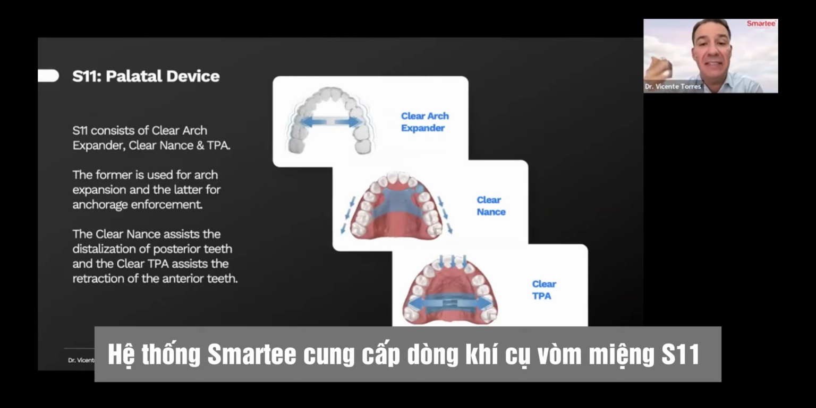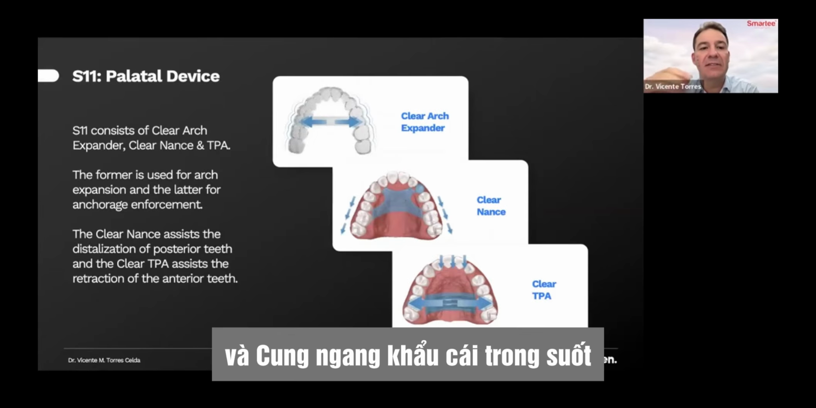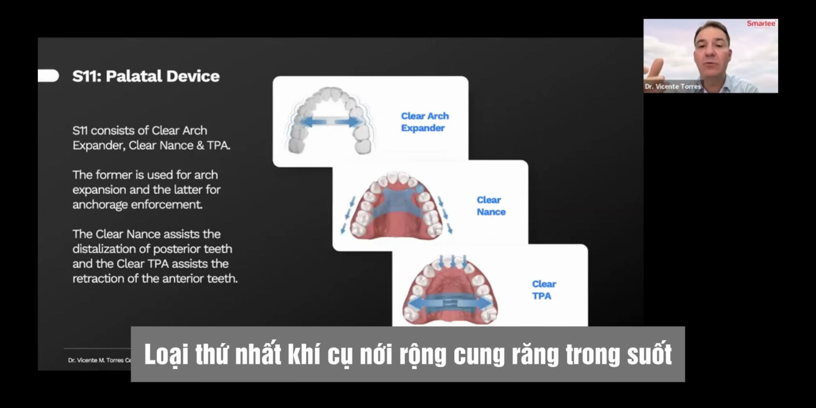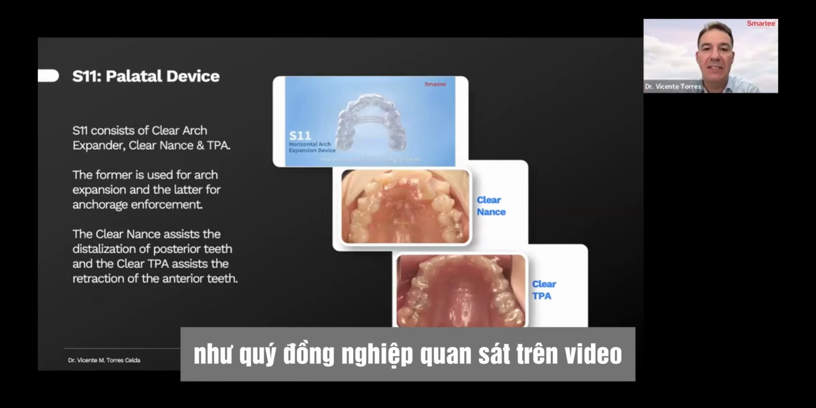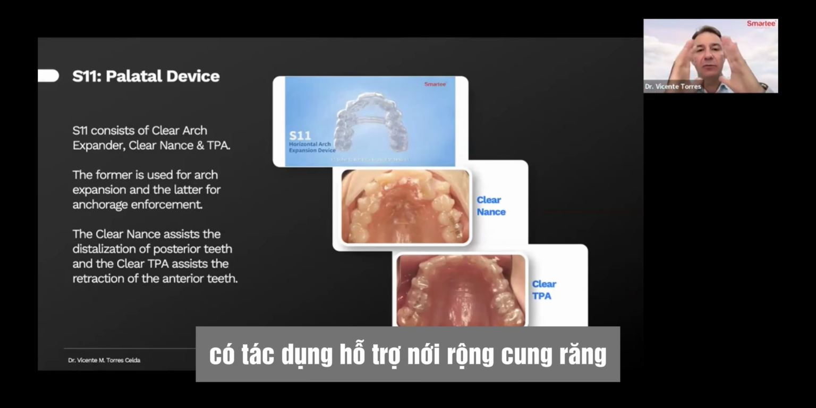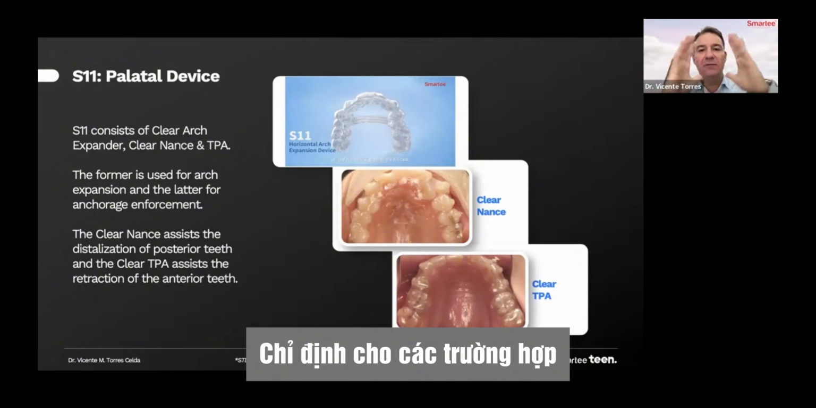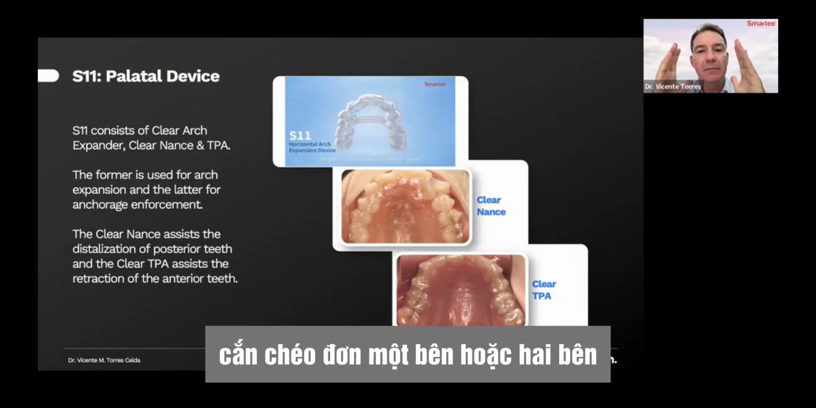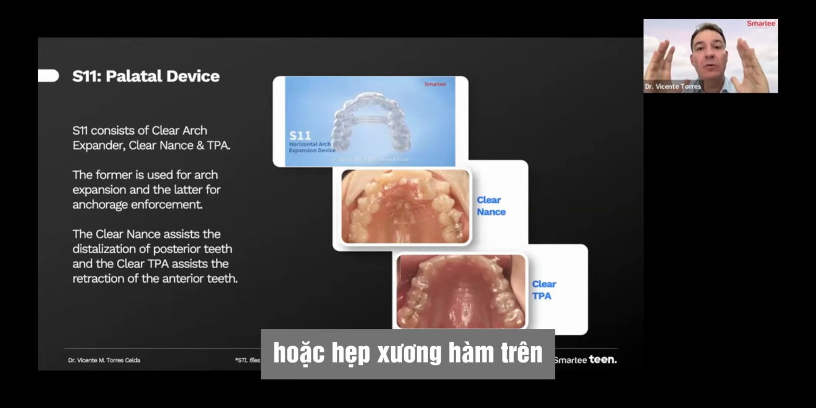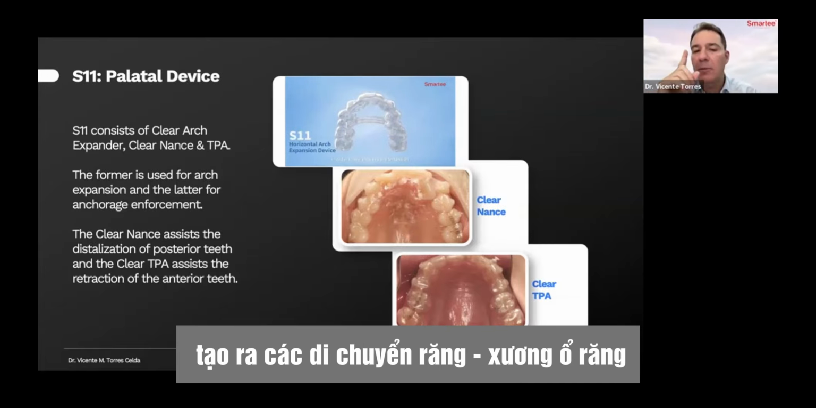We have the S11 palatal devices. In the Smartee system, we have the S11 palatal devices, and we have 3 different kinds: the clear arch expander, the clear Nance, or the clear transpalatal bar. The first one, the clear arch expander, which you can see in the video, helps us with expansion. In that case, for example, we have a unilateral or bilateral crossbite, or maybe a compression of the maxilla. So we can use that one.